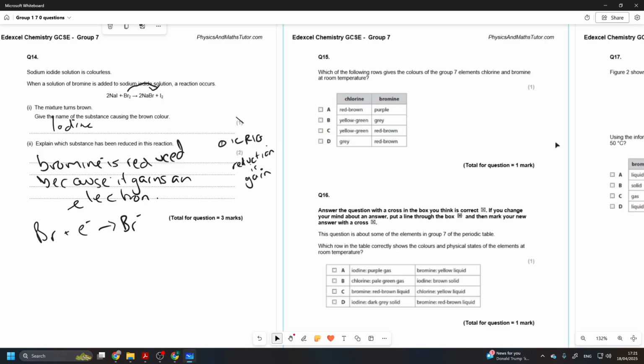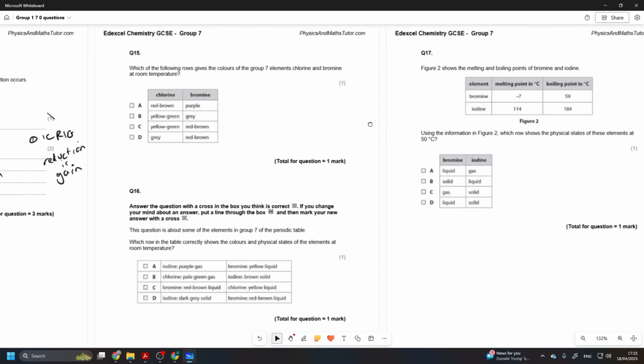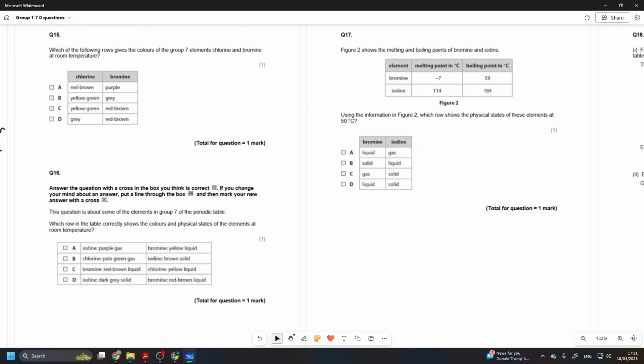Now, which of the following rows gives the colour of group 7 elements, chlorine and bromine, at room temperature? Got to remember the colours. As you go down group 7, the colours get darker. So chlorine is yellow-green. Bromine is next, and iodine is last. Iodine is the grey one you can see there. So this is red-brown. Those are the colours. So the correct answer there would be C.